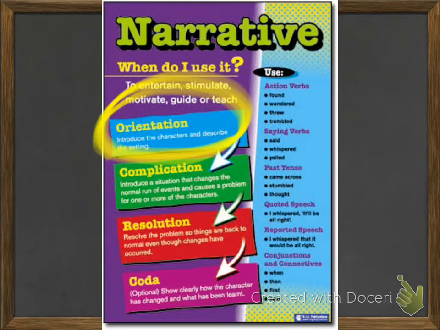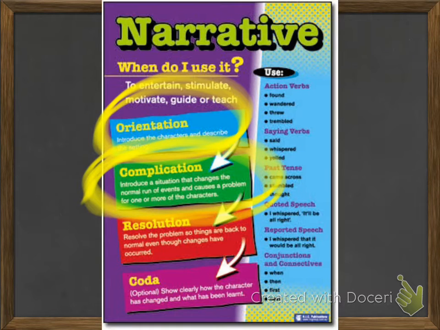After the orientation, we usually lead into what's called a complication. Now, a complication is a problem. Sometimes we call it the problem. The complication comes up as something that our main character is usually dealing with or has to deal with, and that leads us down the path of the rest of our story.